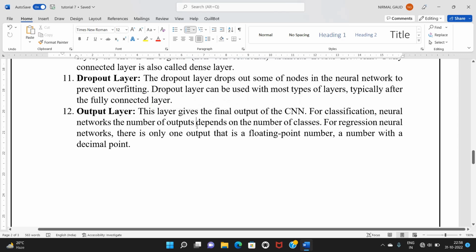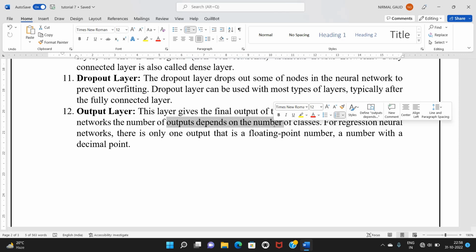So we achieve the final output of the CNN at the output layer, whether it is a classification problem or a regression problem. If it is a classification problem, then at the output layer we will get the number of classes, how many classes we are going to find out. For example, if we are going to perform a classification related to dogs and cats, there are two classes, either it's a dog or a cat. This will be the result over the output layer.